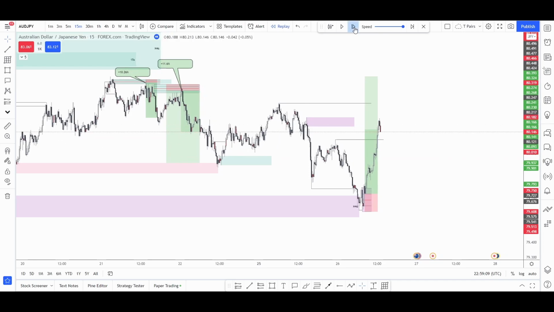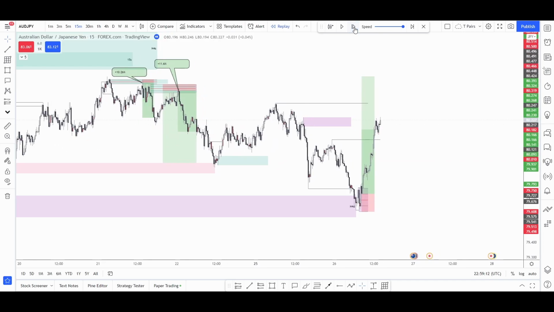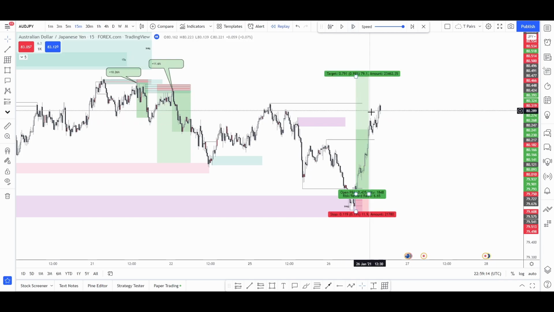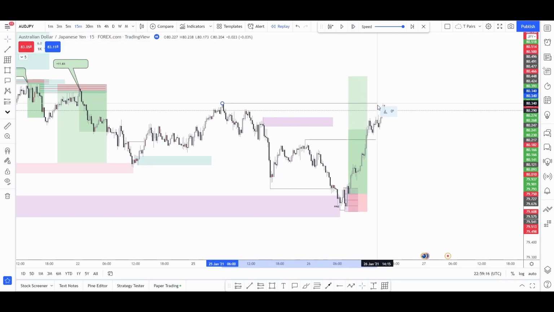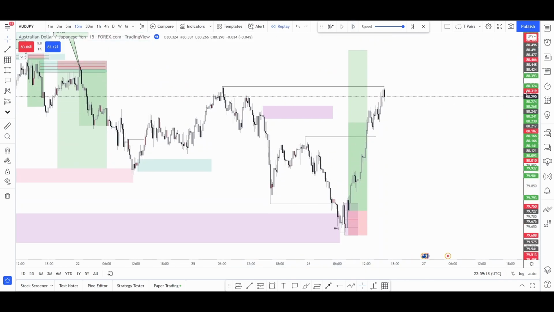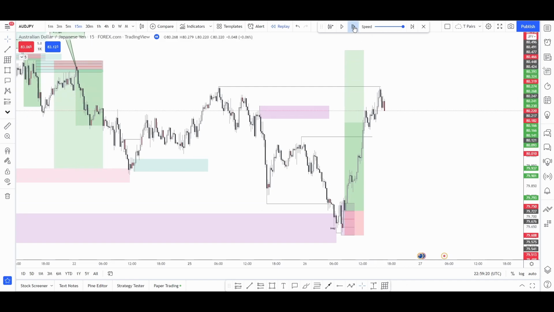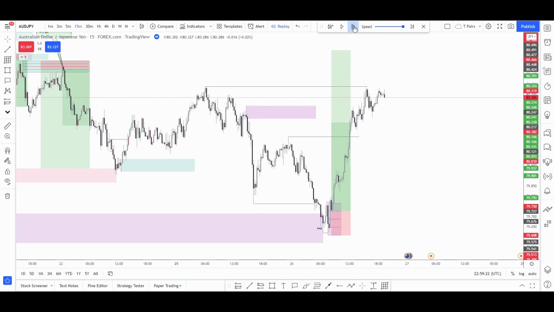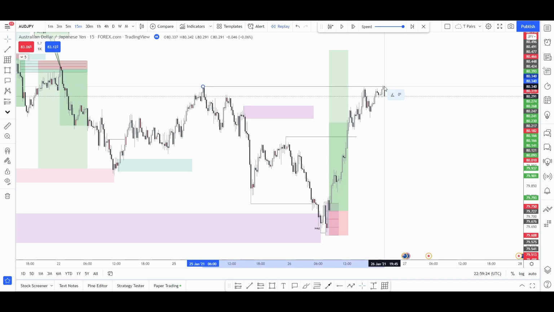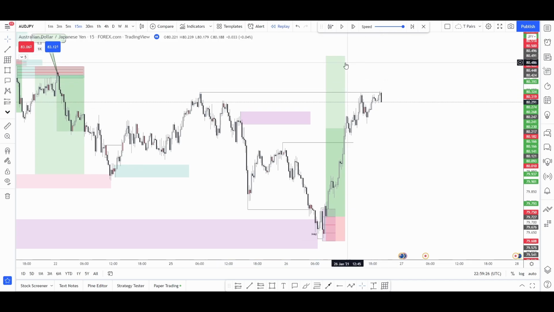Cool, first target would have been hit. Well, let's just call that a partial profits area. Second target, would that be hit for a partial profit? Nope, you'd be crying. Oh, got it that time. Right, okay. Another partial profit's off, which is cool.